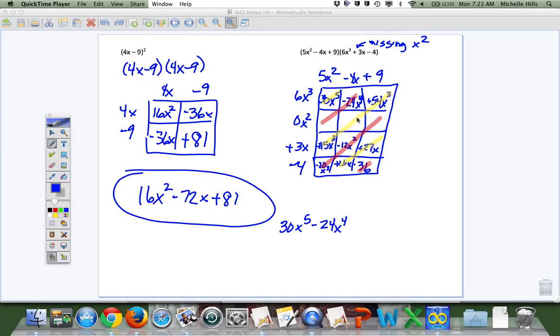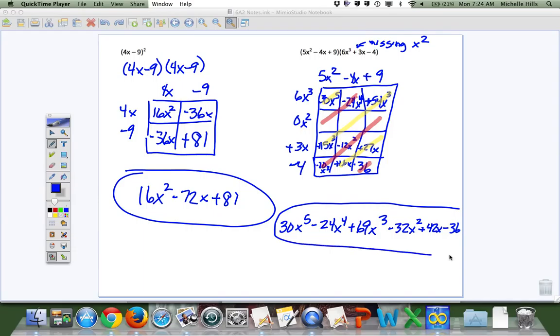I had 15x cubes, and then I got 54 more x cubes. So that's 69x cubes. I was 20x squared in the hole, then I lost 12 more of them, so I'm 32x squareds in the hole. I had 16 x's and I got 27 more x's, so that's 42 x's. And then I've got this minus 36 constant at the end.